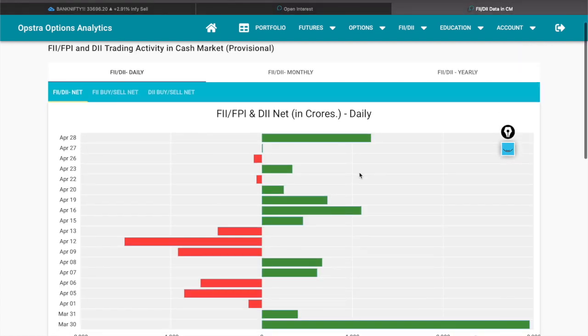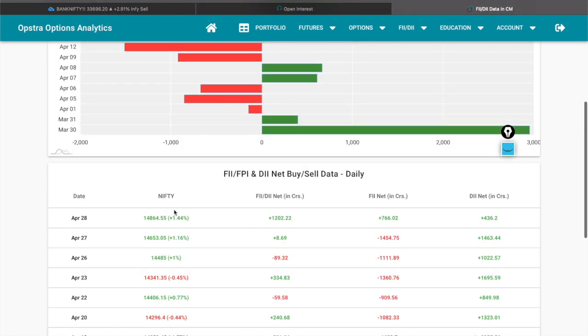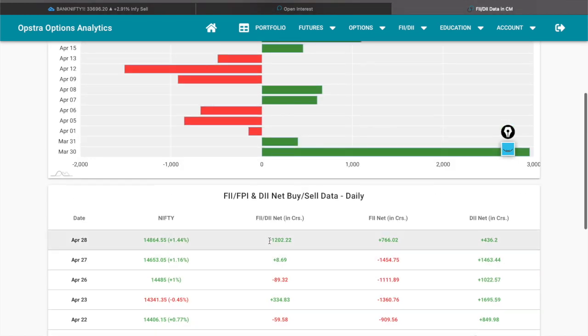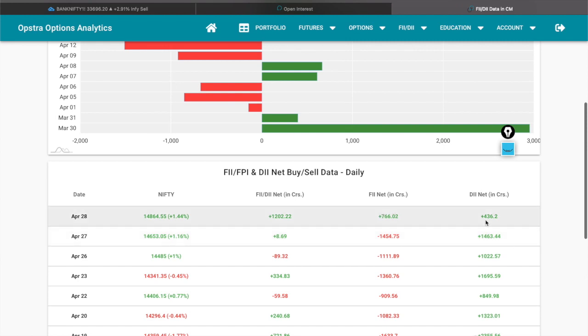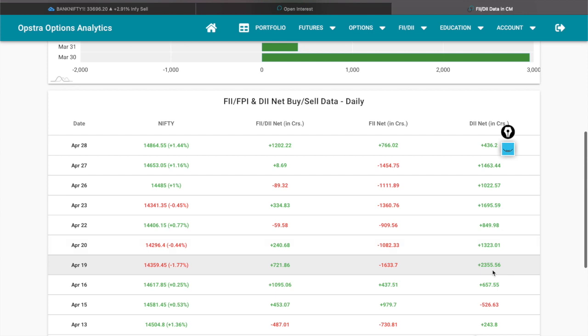Okay, so if we see here, this is the FII data and this is the DII data. If you see today, both the FII and the DII have bought in the market. In the last 7 to 8 days, FIIs were net sellers in the market. They have sold a huge number of quantities, but the DII has bought more quantities than what they have sold. So they were the main reason that supported the market.